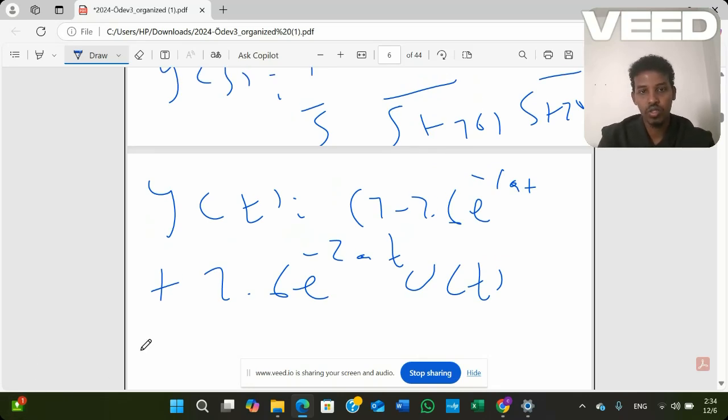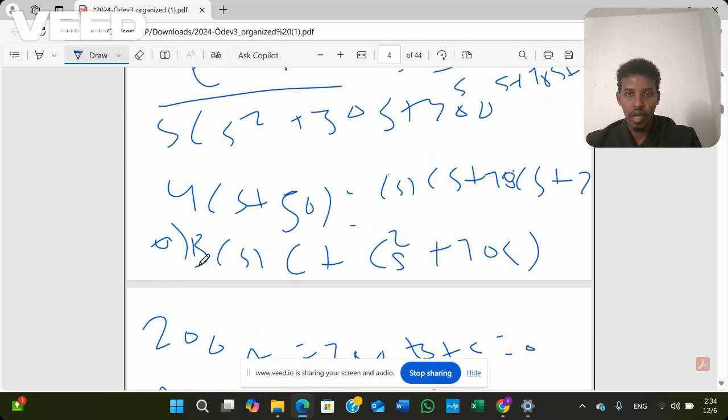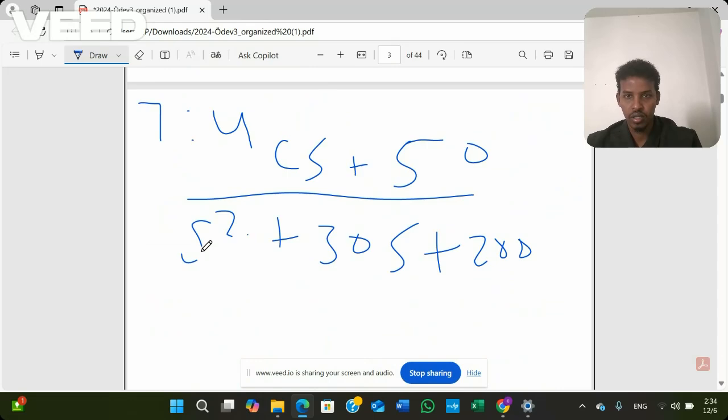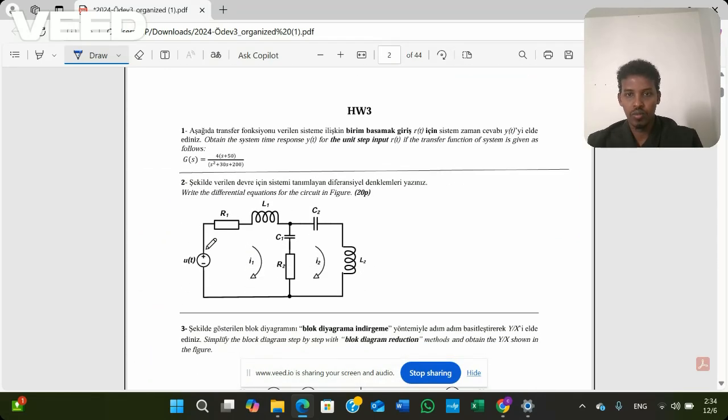The last answer will be y(t) is equal to 1 minus 2.6 e to the minus 10t plus 2.6 e to the minus 20t. Okay, the question one I did for this, I did my best. Teacher, I'm using a mouse. I'm also using screen touch because I don't have a pen for the laptop. That's why I'm using it.